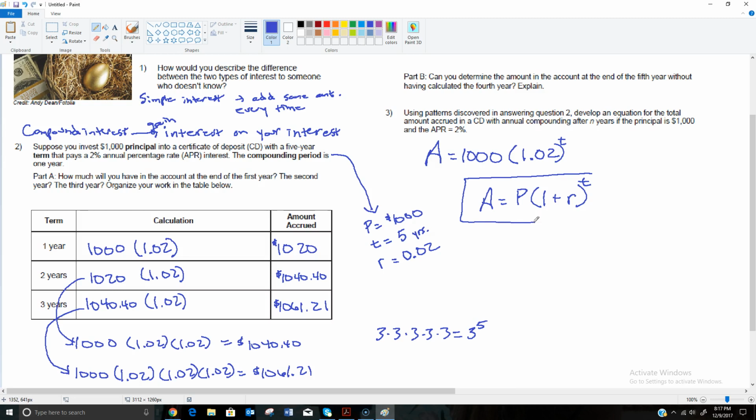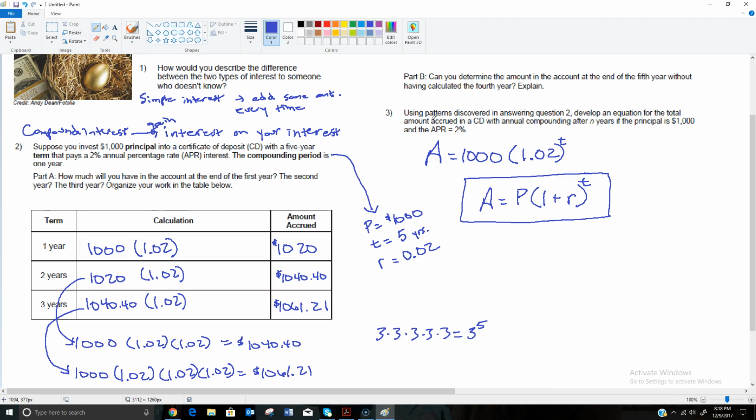And this formula you do not have to memorize. Just like on the review, it will also be listed at the top of the problem. You don't have to memorize it. You just have to understand what it means and be able to put the numbers in to calculate your amount accrued.